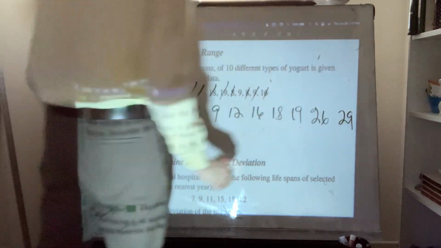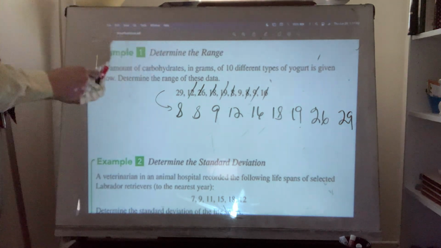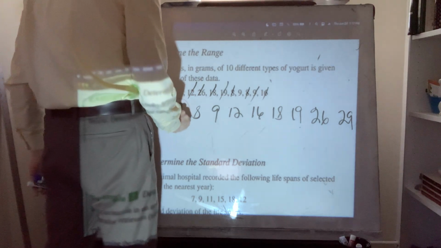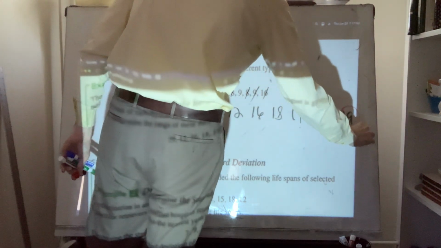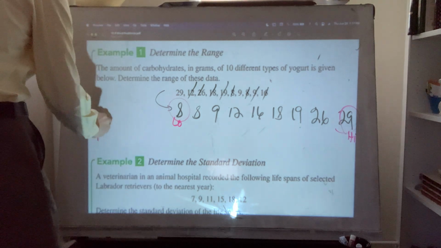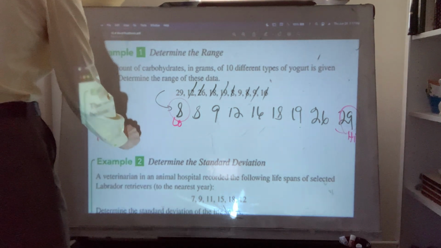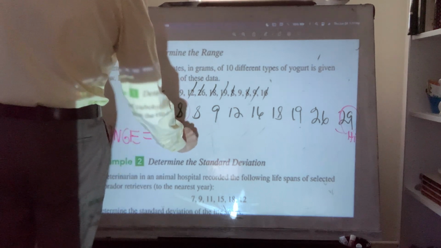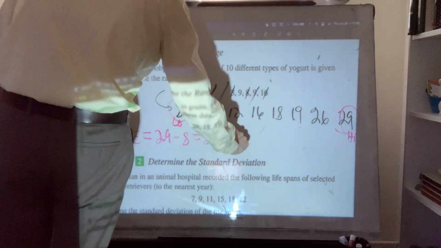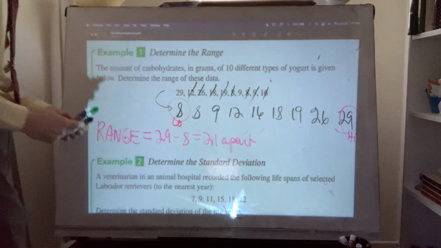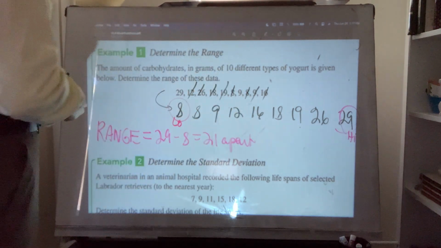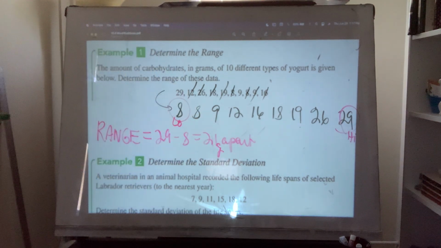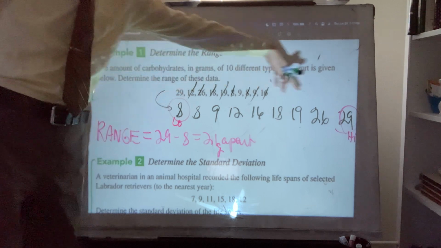29. Okay, now if you're just calculating the range, and you've put it in numerical order, this is the low figure, and this is the high figure. So just a very rough idea of the spread of the data, how far apart the extremes are. It would be 29 minus 8, which would be 21 apart. And this is the unit of grams. 21 grams apart, the difference from one extreme to the other.